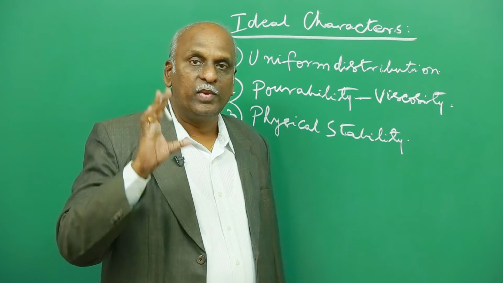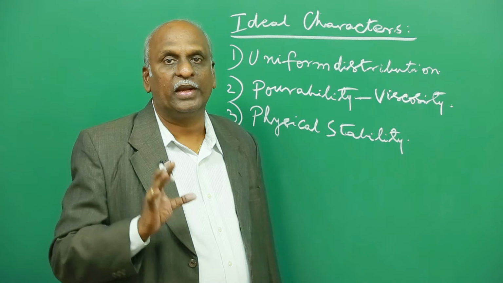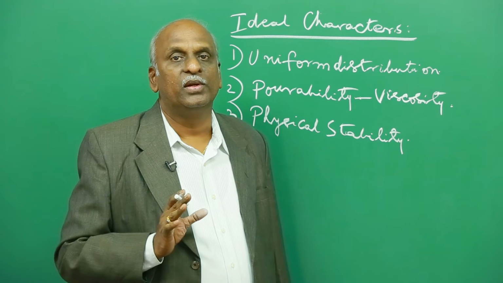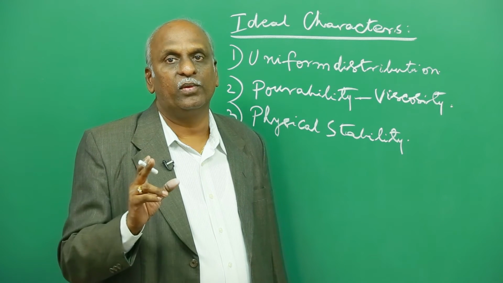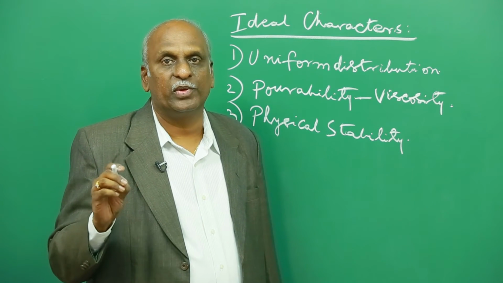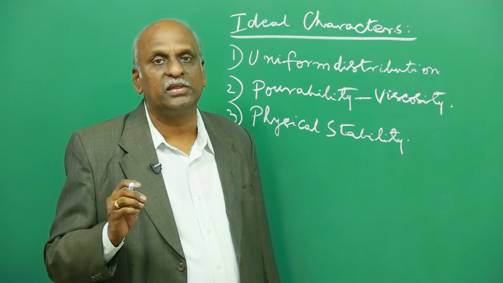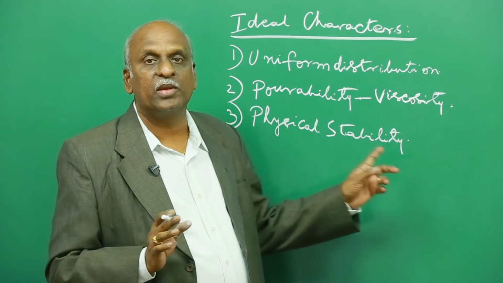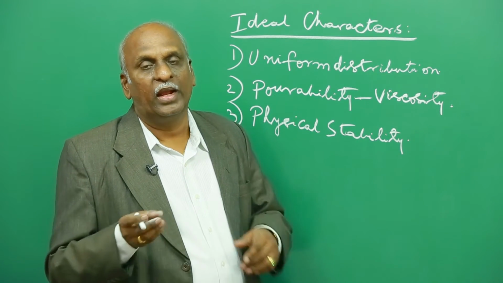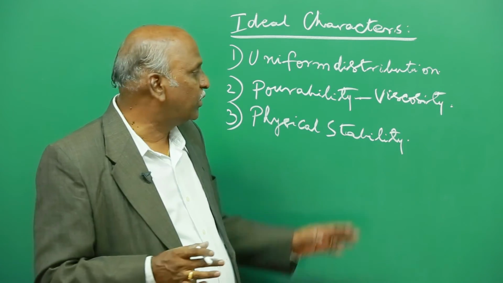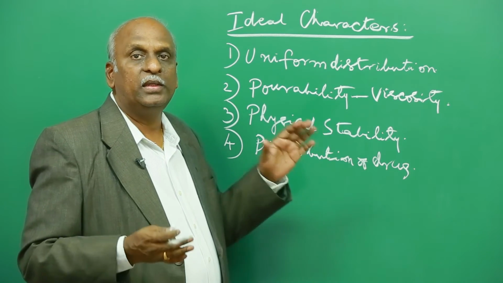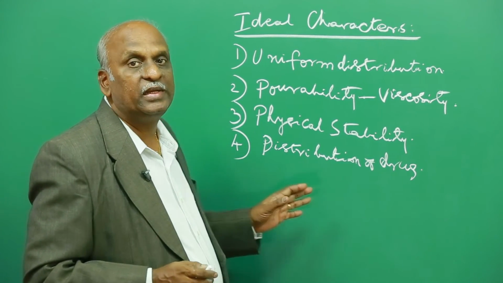The third aspect is going to be physical stability. That means it remains uniformly distributed throughout the container during its shelf life. What exactly we mean by shelf life is the period in which we are going to say that it can be used safely. Say for example, if a pharmaceutical suspension is going to have an expiry dating of 2 years, within these 2 years the physical stability of the product should not be affected. It should not form a cake and remain at the bottom, and it should be in a position to be distributed easily.